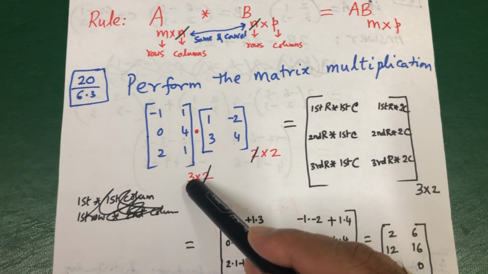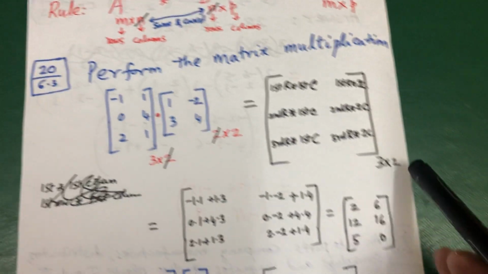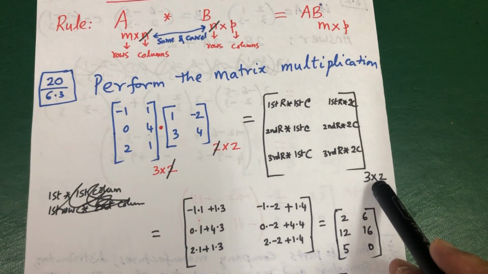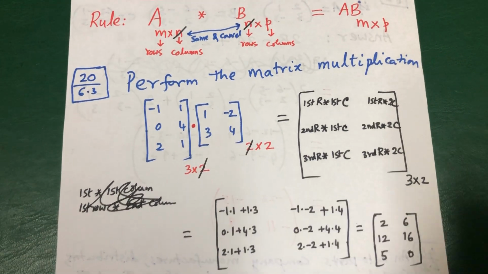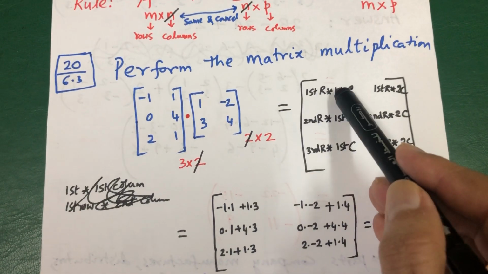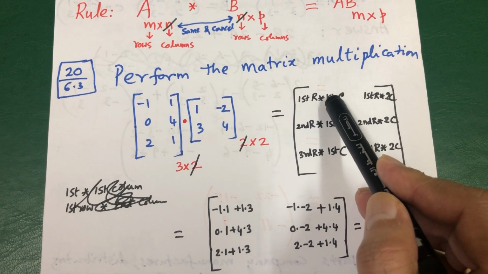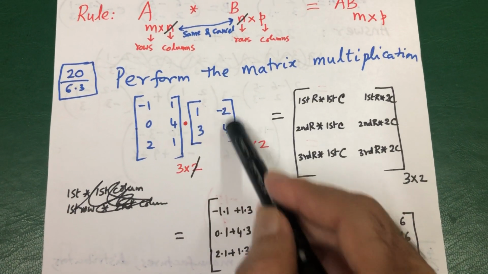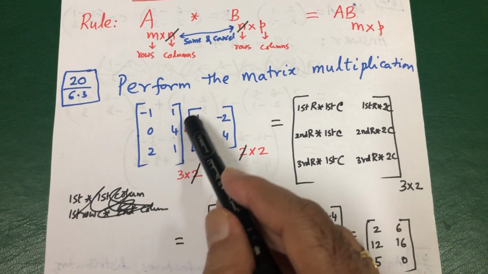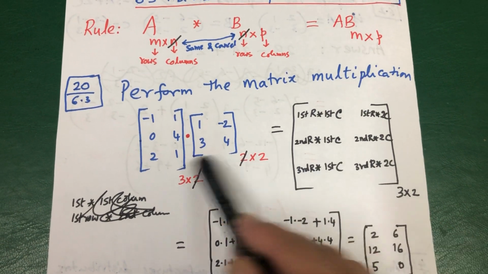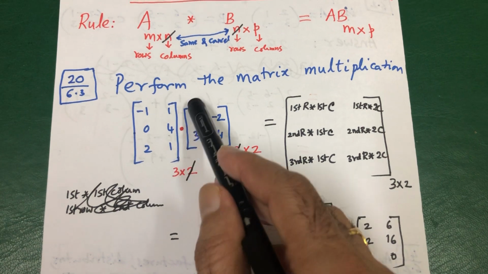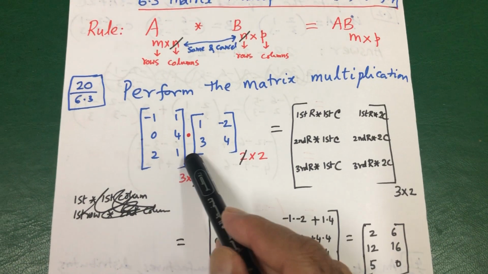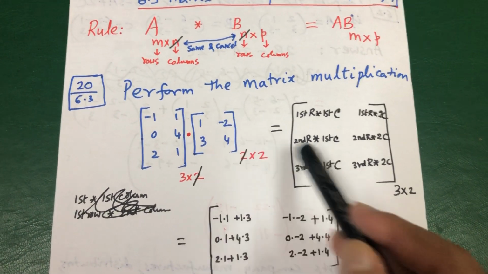So the answer matrix will have 3 by 2. What was the rule? The first row must be multiplied with the first column. Again, the first row must be multiplied by the second column. The second row must be multiplied by the first column. The second row must be multiplied by the second column. The third row must be multiplied by the first column. The third row must be multiplied by the second column.